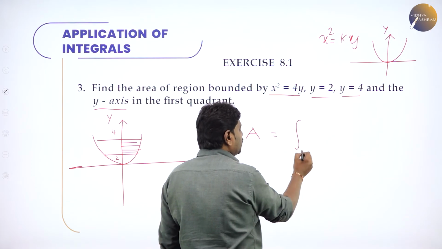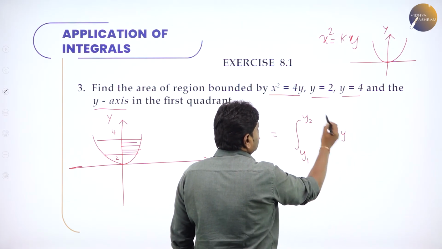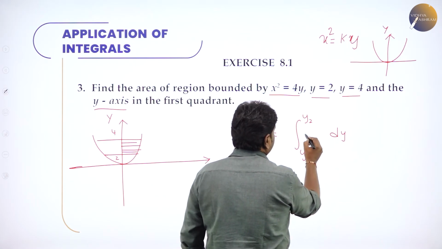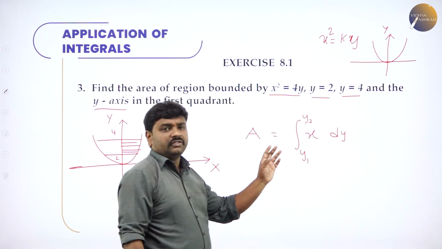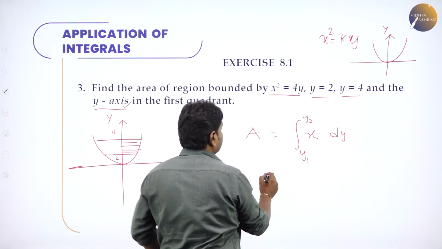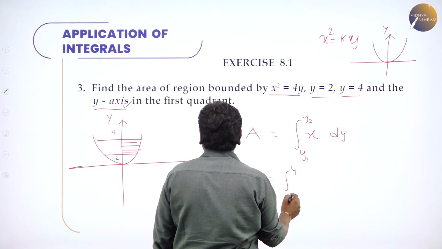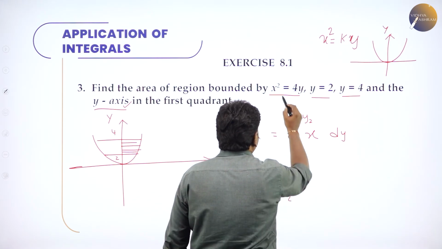Area of the region bounded by the y-axis means integration from y1 to y2 of x dy. So combine all the strips of dy under x. Integration of y1 to y2 of x dy is the area bounded by the curve on what axis? The y-axis. So now y value varies from where to where? 2 to 4. And x, what is x? You should get the value of x from the given curve.